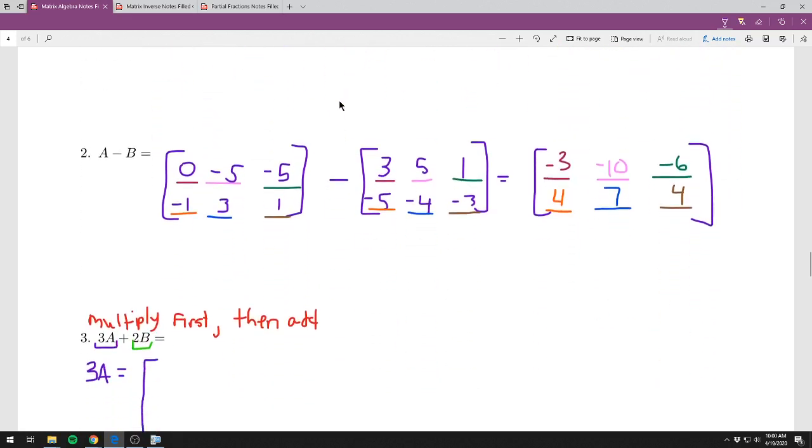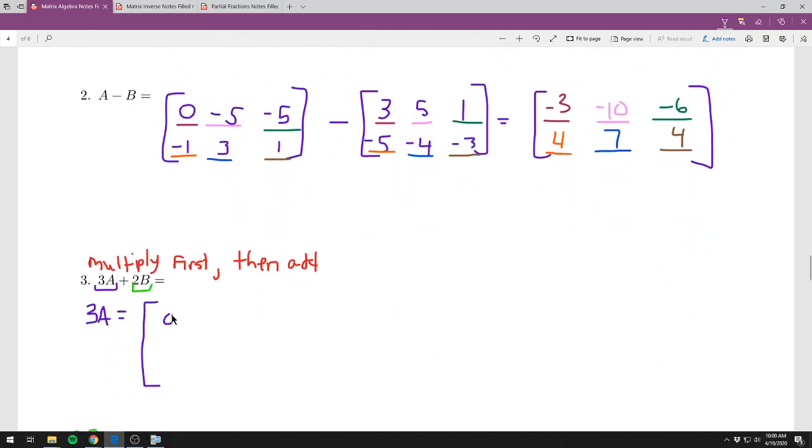Okay, so 0 times 3 is 0. This is also matrix A, I'll just remind you. So multiply this by 3, we get negative 15. Negative 5 times 3 is negative 15. Negative 1 times 3 is negative 3. 3 times 3 is 9. And 1 times 3 is 3. Okay, so that's multiplying everything in matrix A by 3.